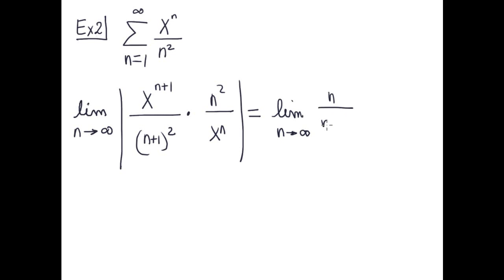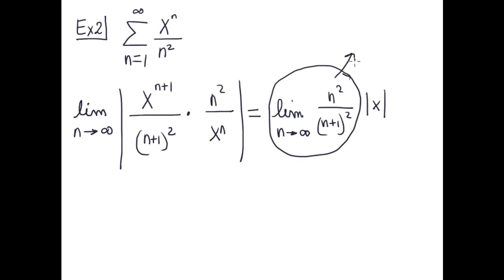n over n+1, squared, times the absolute value of x, because x^(n+1) divided by x^n is just x. It is obvious that this limit is equal to 1, and the absolute value of x does not depend on n.